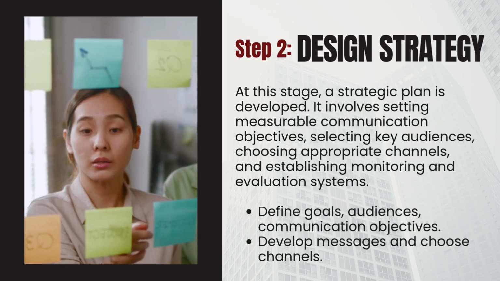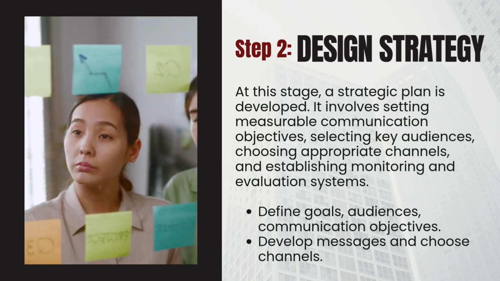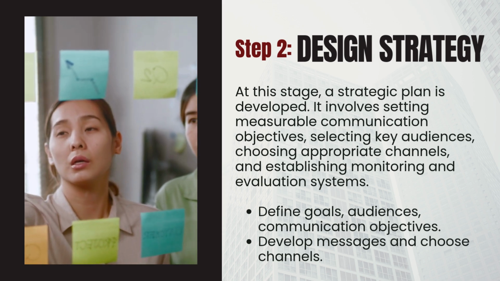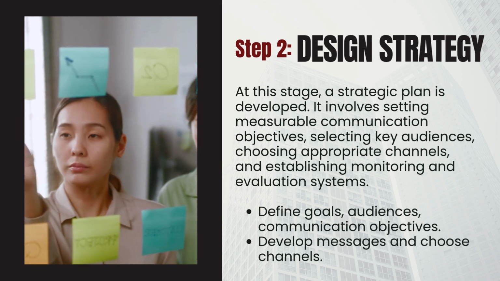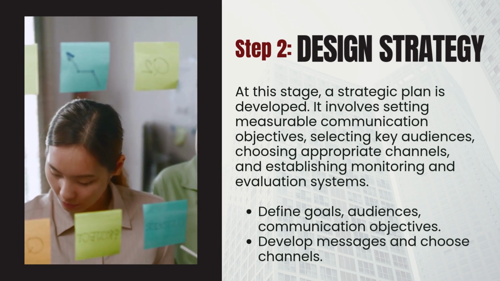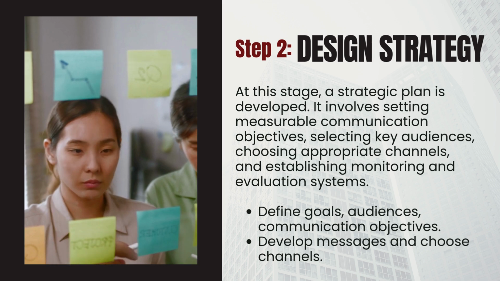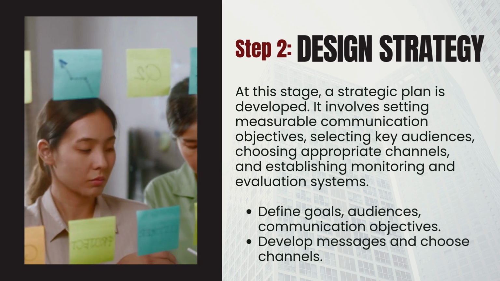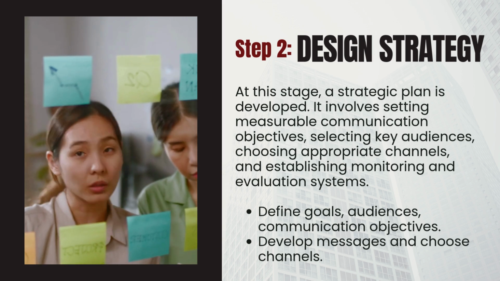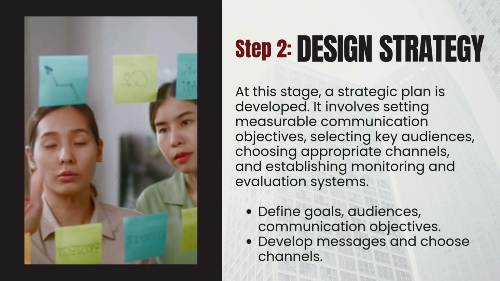The next step is design strategy. Its purpose is to build a strategic plan that aligns our goals, audiences, messages, channels, and metrics into a coherent communication effort. So this is what we call the architectural phase. You now move from raw insights to structured decisions. For example, you need to define the SMART communication objectives. What do you want people to do? Do you want to increase the STI screening among 18 to 25-year-olds by 30% in 6 months?